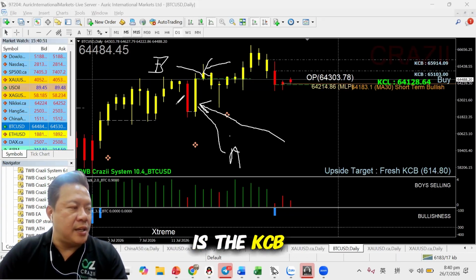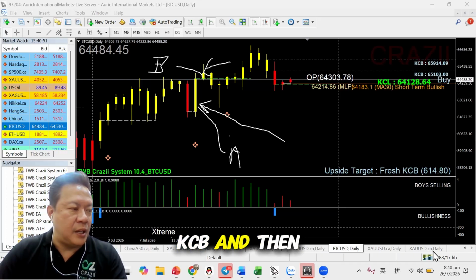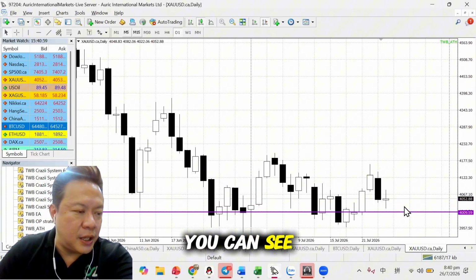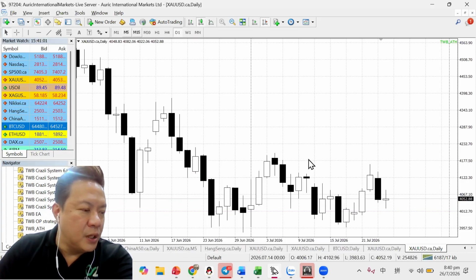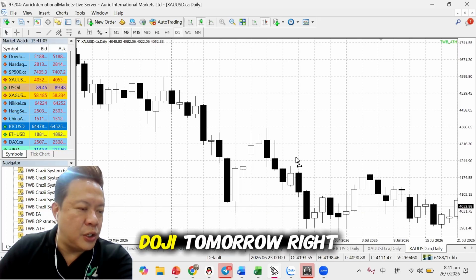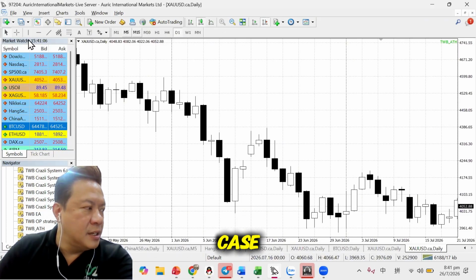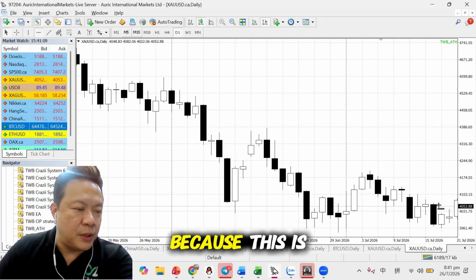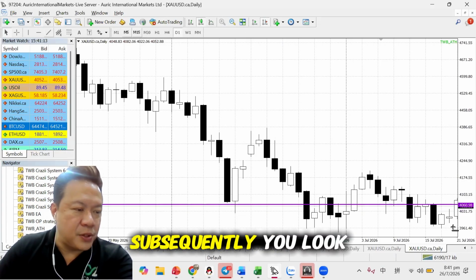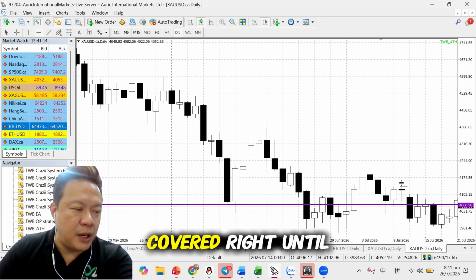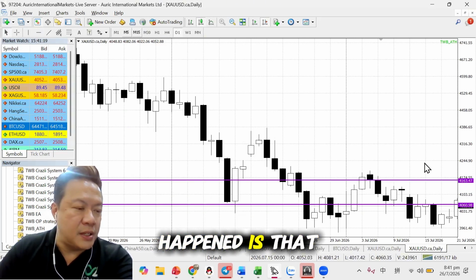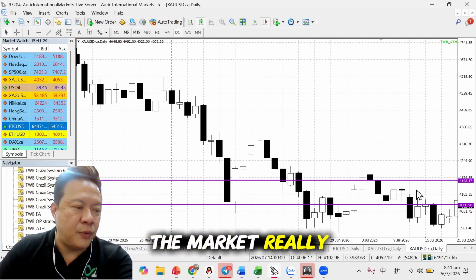Now, last one is the KCB. Let me just read through KCB and that will wrap it up. Okay, so let's take a look here and you can see how it works for a Doji tomorrow. If there's going to be a Doji tomorrow, for example, in this case, the first target should be here because this is the black candle down. And then subsequently, you look at the black candle all being covered, until here.